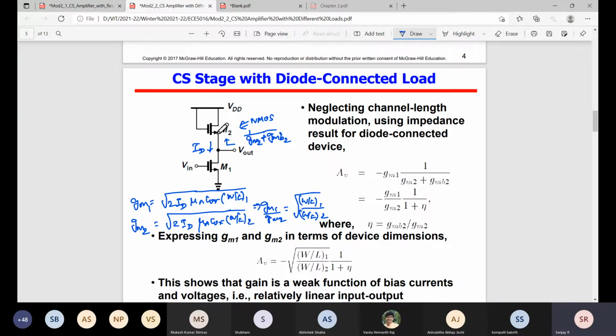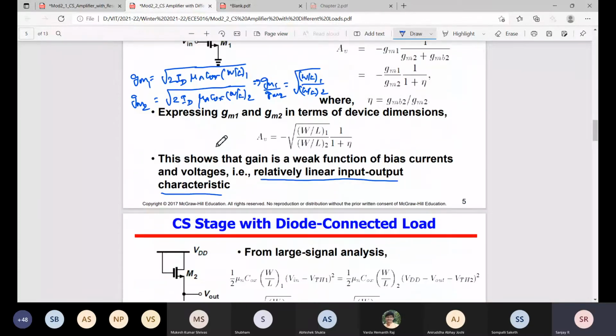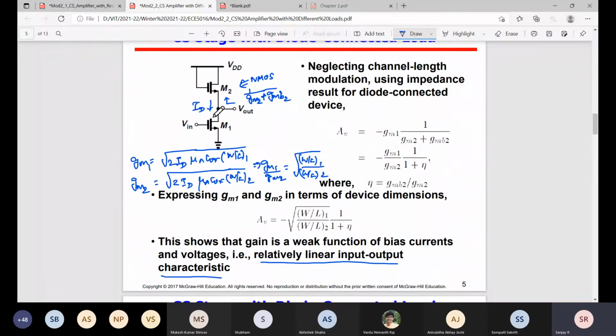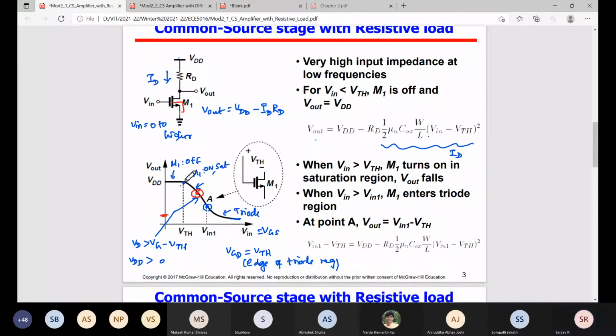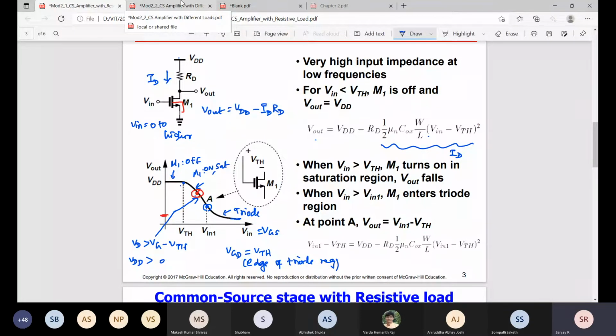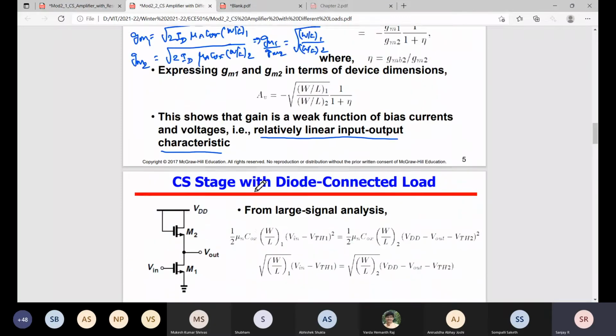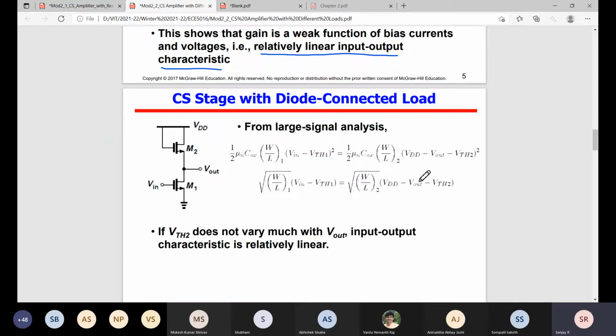Now we analyze the transistor with the NMOS diode connected load. This thing we derived from the small signal perspective, the small signal resistance. Now we analyze from the large signal perspective. That means we want to draw the large signal characteristics, Vout versus Vin transfer characteristics, for a diode connected load. How might the behavior be? Before that, we want to write the large signal equation. Both transistors are in saturation.